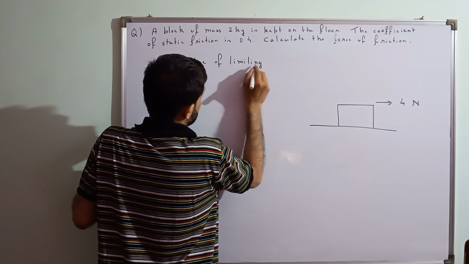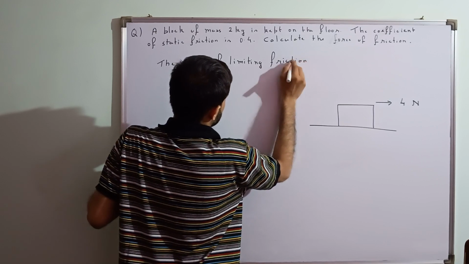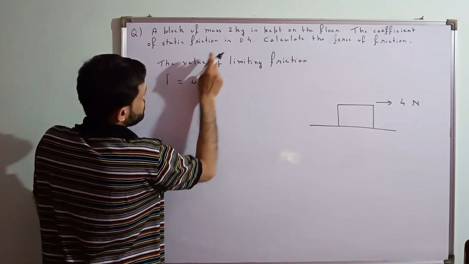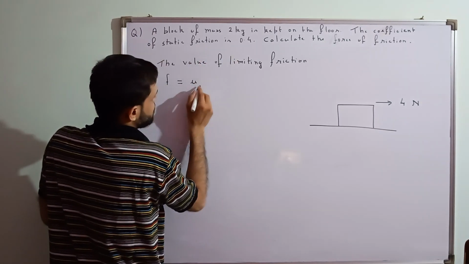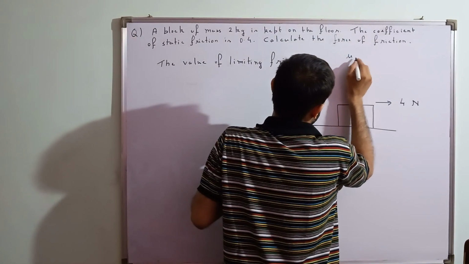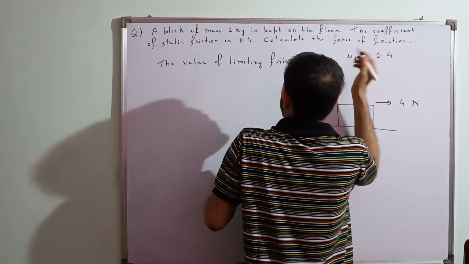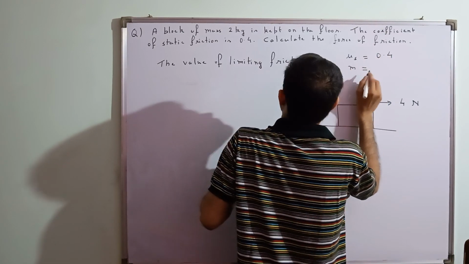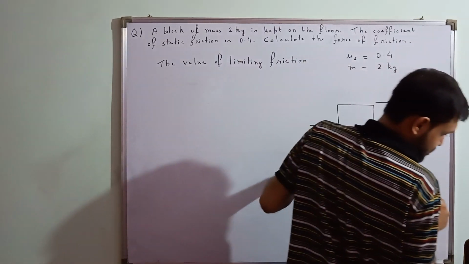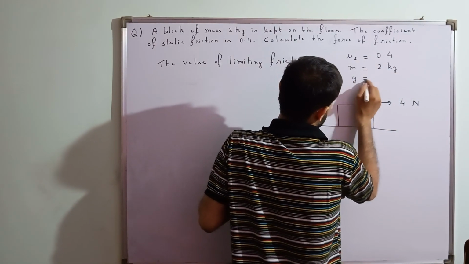Okay. So what will be the value of limiting friction? I am writing friction as mu times. They have given the coefficient of static friction, that means mu s. In the question, what they have given is mu s is equal to 0.4. And what else they have given? They have given mass of the object as 2 kg. And they have not mentioned the acceleration due to gravity, so we will take it as 9.8. Is it okay?